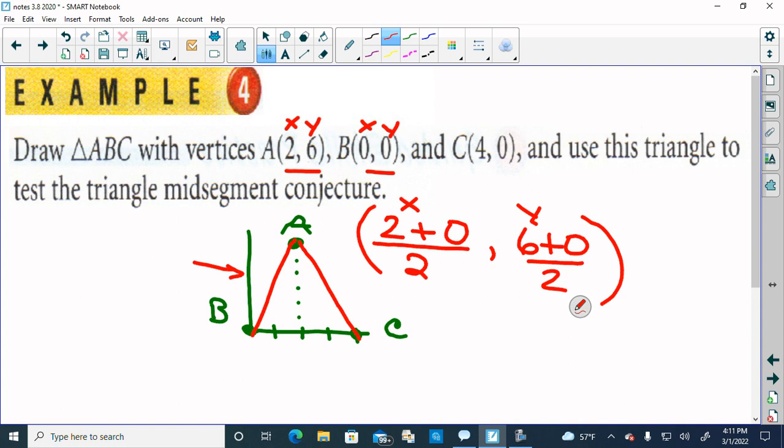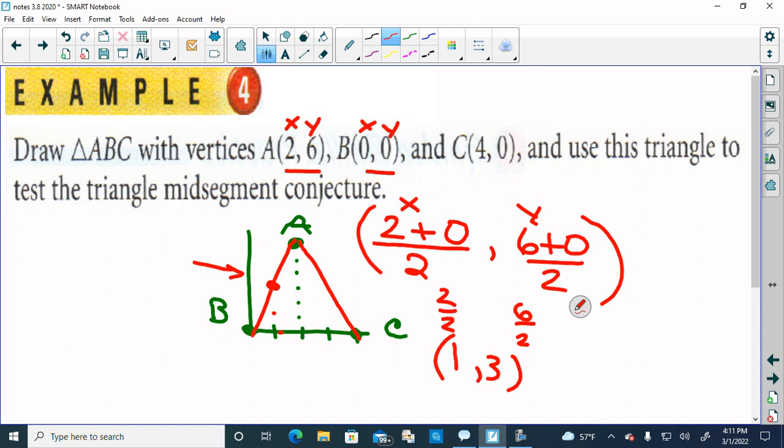Okay, well 2 plus 0 is 2, and 2 divided by 2 would give me 1. Then doing that one, 6 plus 0 is going to give you 6, and 6 divided by 2 is going to give you 3. So the coordinate of the midpoint is 1, 3. I would go over 1, and then up 1, 2, 3. And this would be the coordinates of my midpoint for AB.